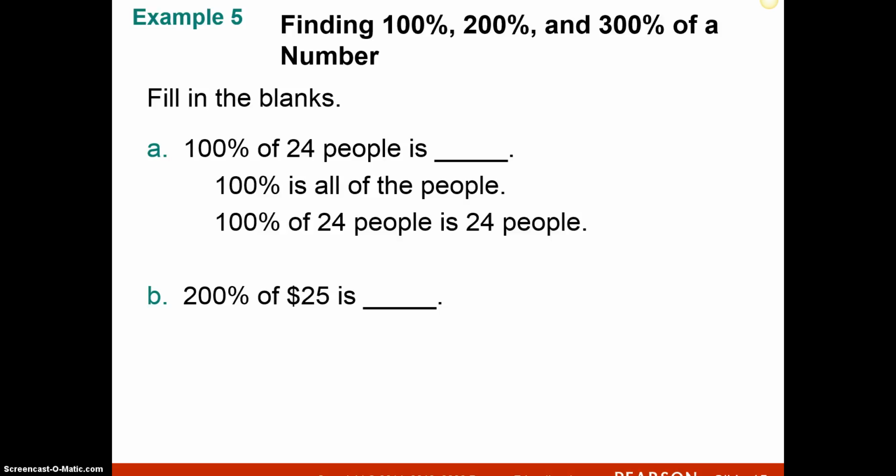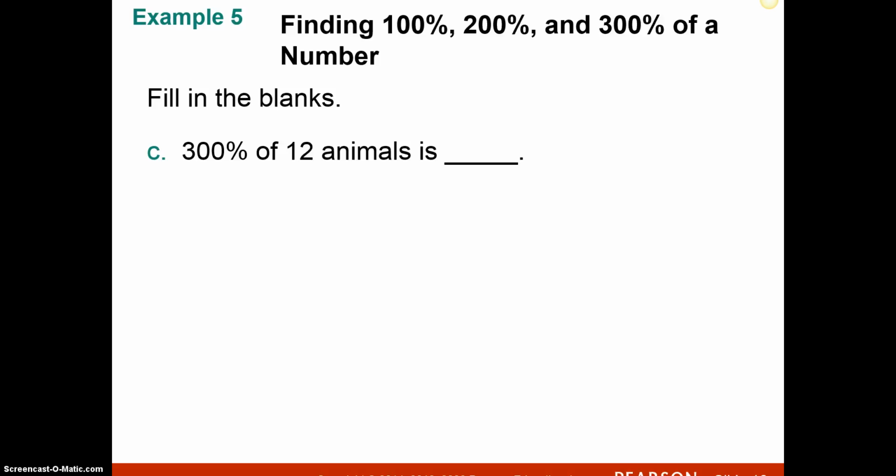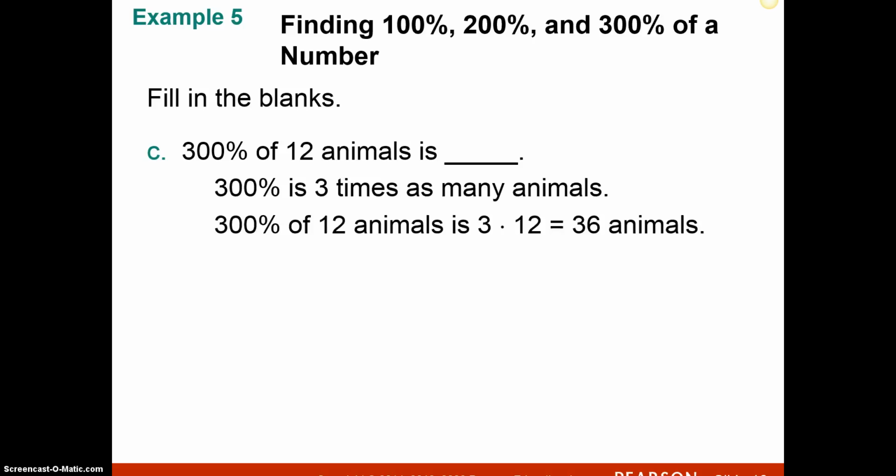All right, B, if I have 200% of $25, what would that be? Well, 100% of $25 would just be $25. So if we have twice that amount, if we have 200%, then we have twice $25, so we have $50. These are just quick, easy percent problems that allow us to get these reference points. And then the last one here, if I have 300% of 12 animals, that means I have 3 times 12, and that's going to give me 36 animals total.